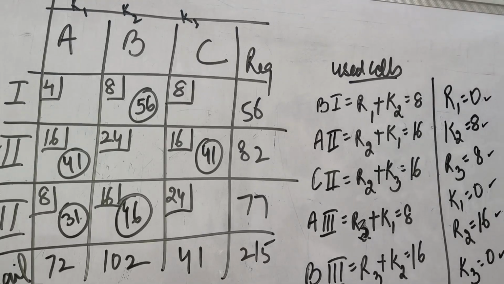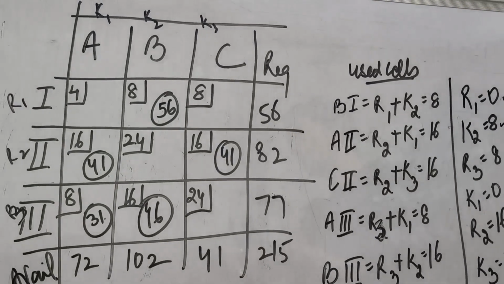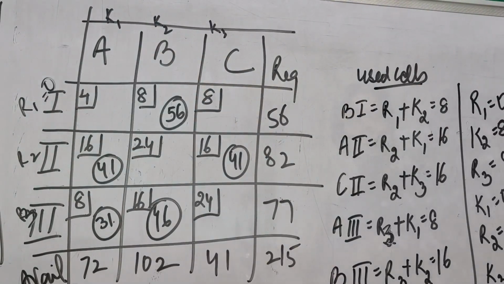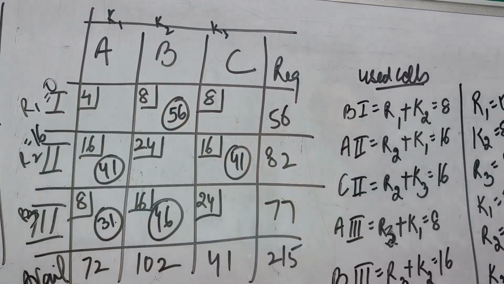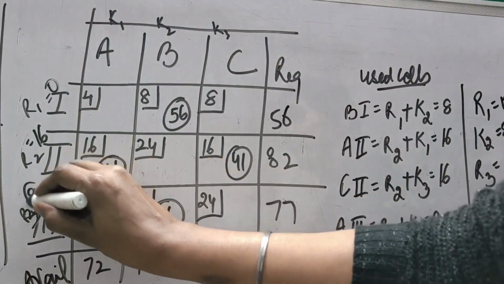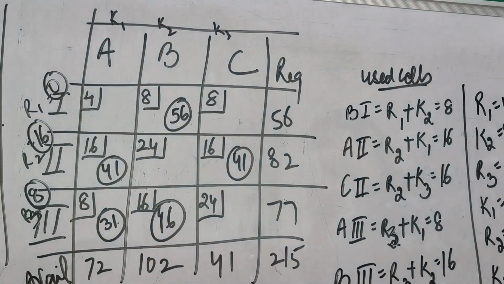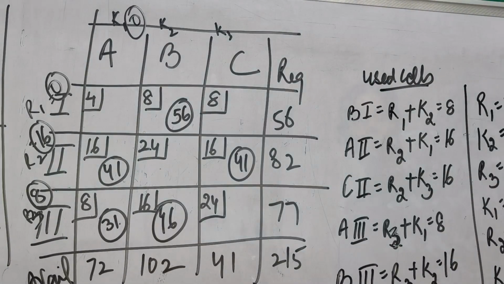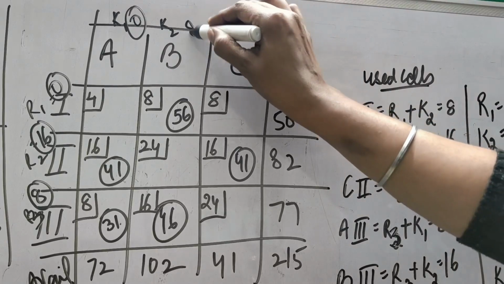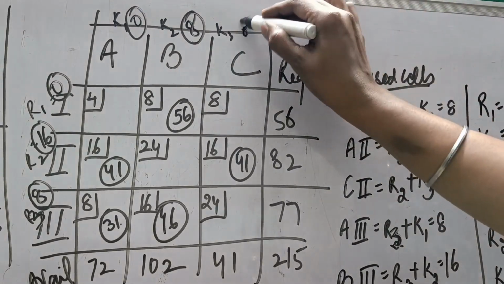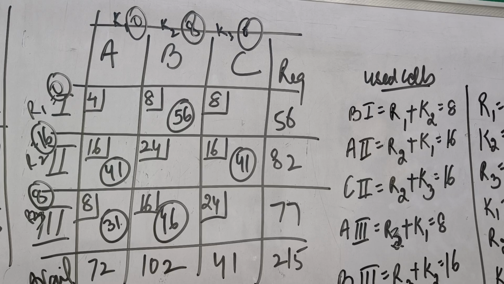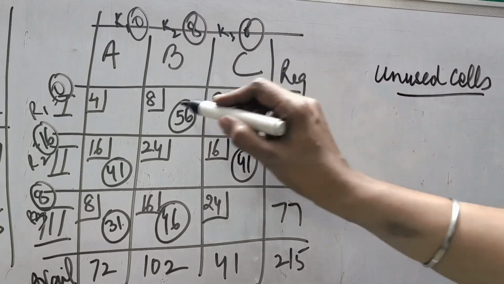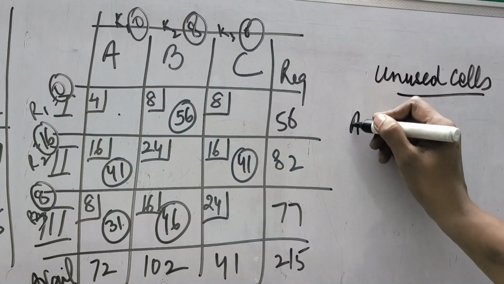Now let us put these values in the table where we have written R1, R2, R3, K1, K2, K3. So R1 value is 0, R2 value is 16, R3 value is 8. So these are the values we have got. For K1 we have got 0. For K2 we have got 8. And for K3 we have got again a 0. So these are the values. This we will put now in the unused cells. So putting the values in the unused or water square cells, this is the first unused cell. We will call it A1.